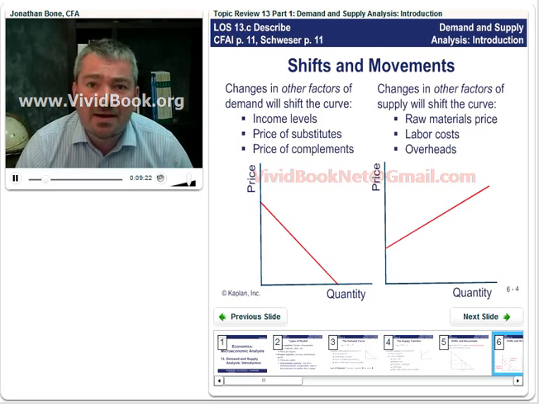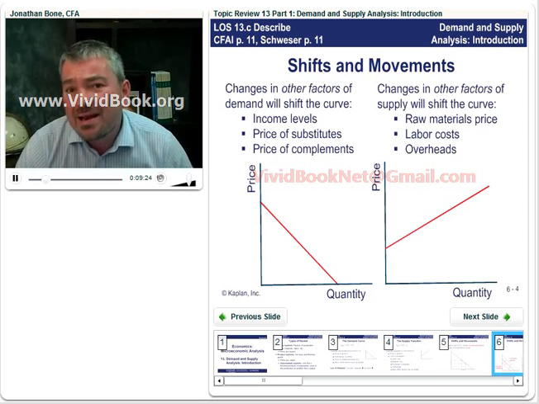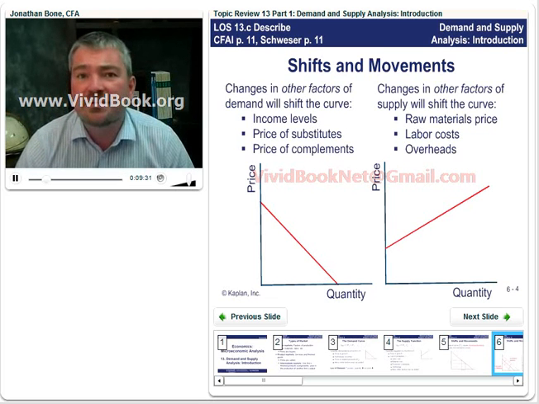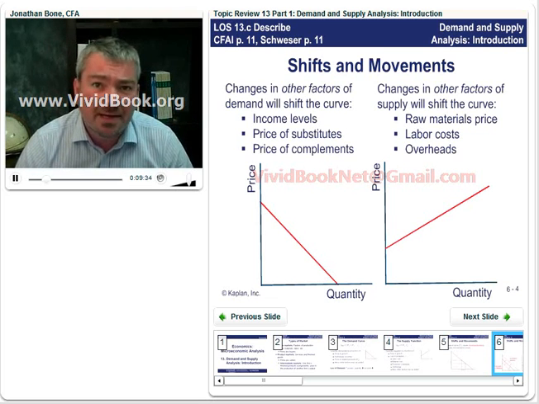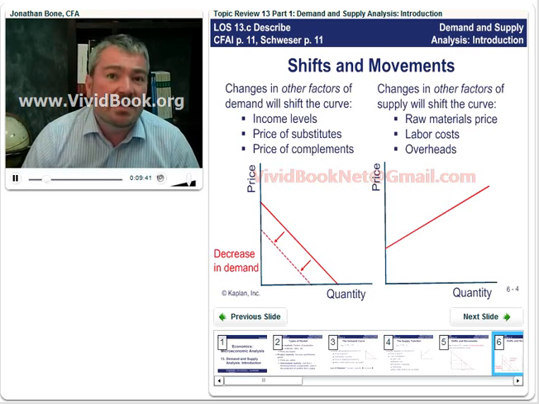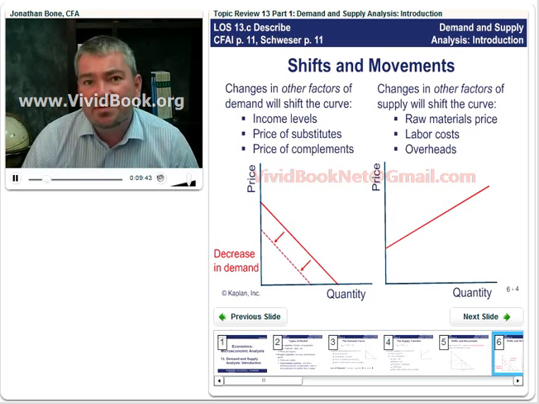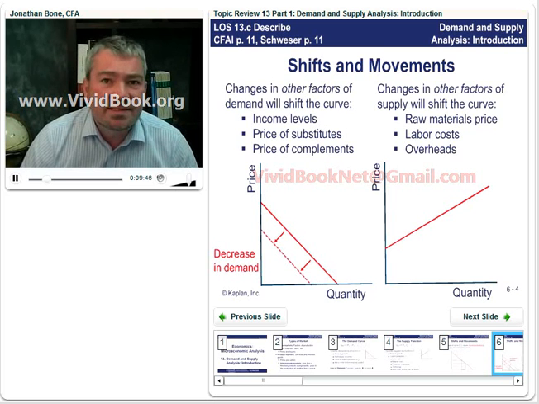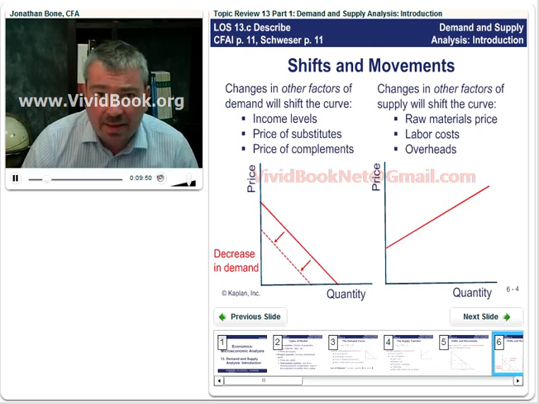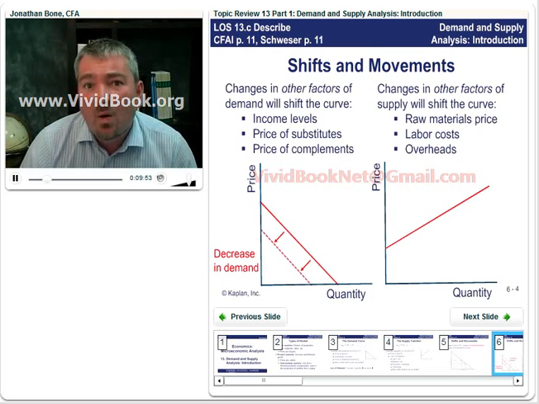Price of complements, now of course, if they rise, that means there'll be less demand for our product at any given price. We'd expect our demand curve to fall. So remember, typically a positive relationship with income, positive relationship with the price of substitutes, but a negative relationship with complements. So a decrease in demand would be caused by income levels falling, the price of substitutes falling, or the price of complements rising.